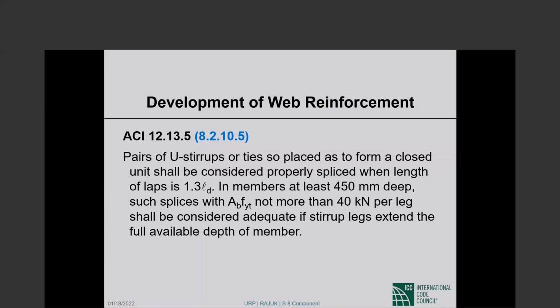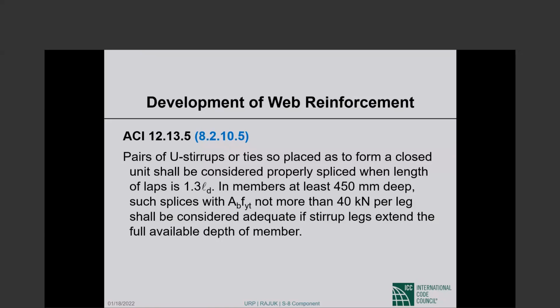So pairs of U stirrups or U ties so placed as to form a closed unit shall be considered properly spliced when length of laps, so those U's will have to lap in the middle, and the lap length has to be 1.3 times the L sub D of the bars making up the U's. This is the first thing. Then we consider them to be properly lapped.